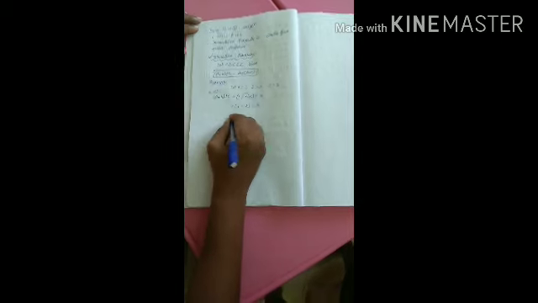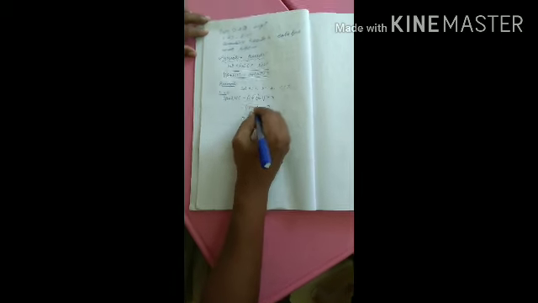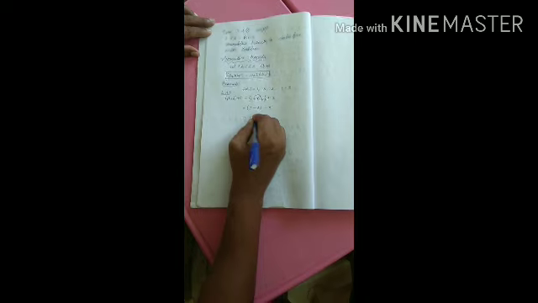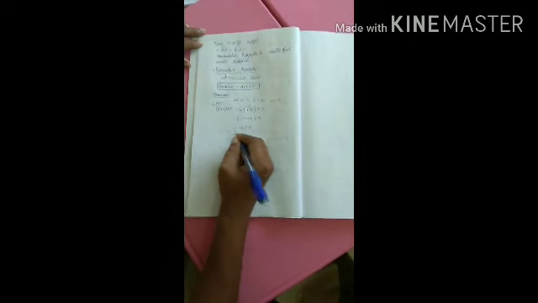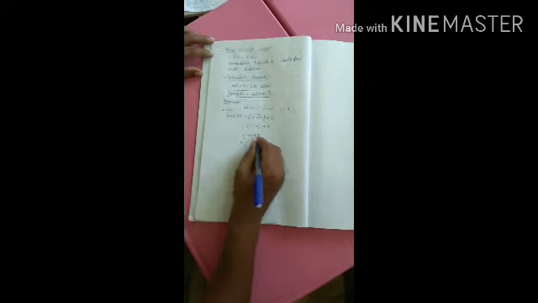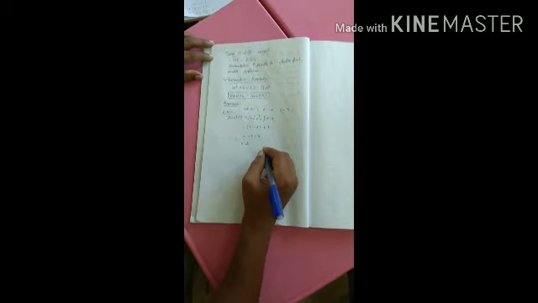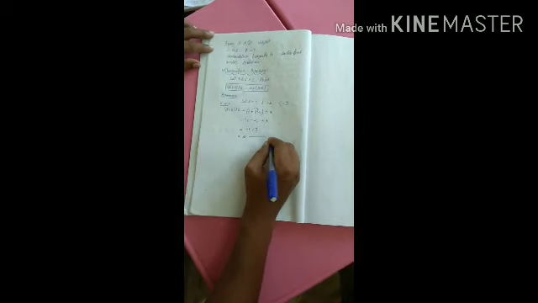Okay, so first we have to simplify the bracket. 1 minus 2, that is minus 1, plus 3. Okay, the answer would be, minus 1 plus 3, the answer is 2. So take this as equation number 1.